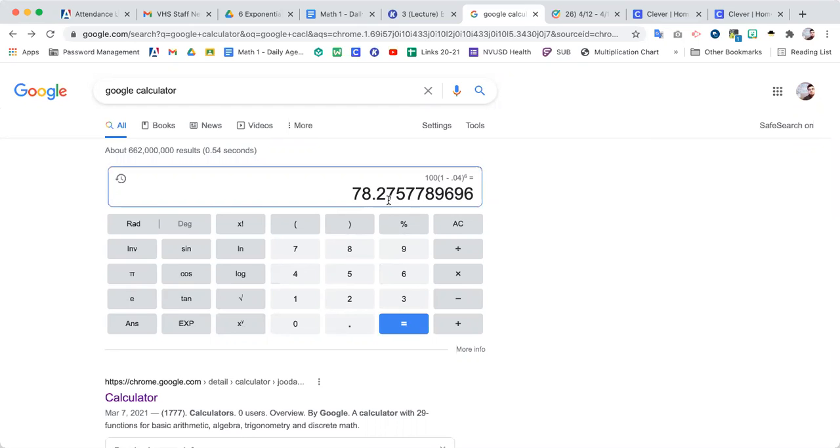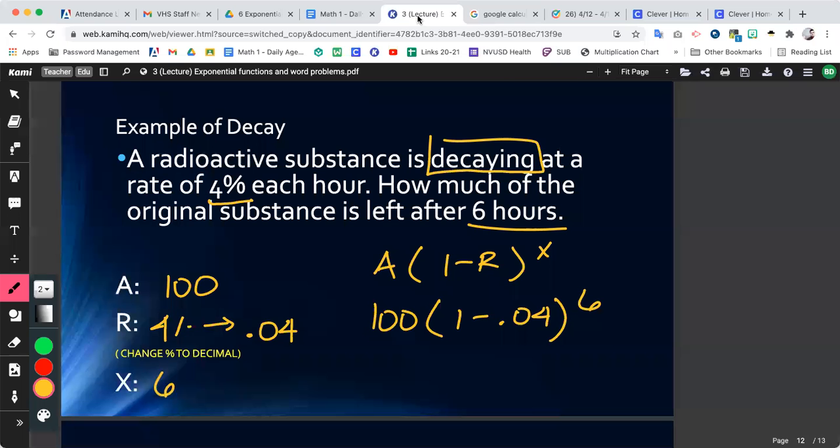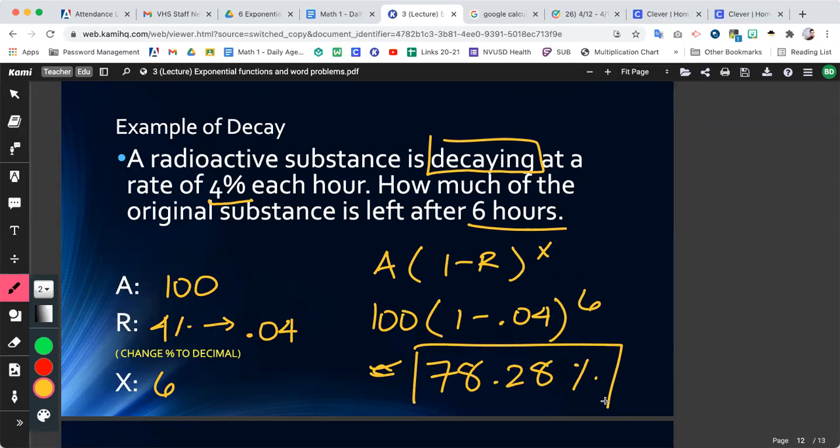I'm going to round it up. So 78.28. So I have 78.28% left. Well, this isn't money anymore. Remember, this is how much of the item is left. What percent of it is left?